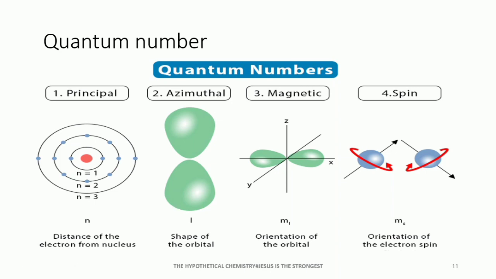Then we have the azimuthal, or the angular momentum. We talk about the shape of the orbitals. And then we have the magnetic. We talk about how they are arranged, or their orientation in space, the orientation of the orbital. And then we have the spin that talks about the orientation of the electron spin, whether spin up or spin down, clockwise or anti-clockwise direction.